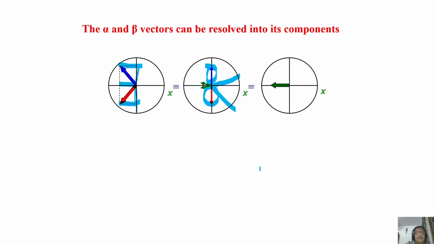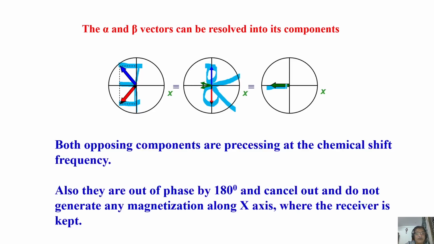The vectors in the opposite direction get nullified. Only the component along this axis starts adding up. This is vector addition. They start moving in this direction, and after some time they start adding up. The opposing components will go because they are out of phase by 180 degrees and cancel out, and there is no magnetization generated by these two components. Whereas our receiver is kept here, let us say on the x-axis, it will not give magnetization from those, but only this component will give magnetization. You understand the point very clearly?